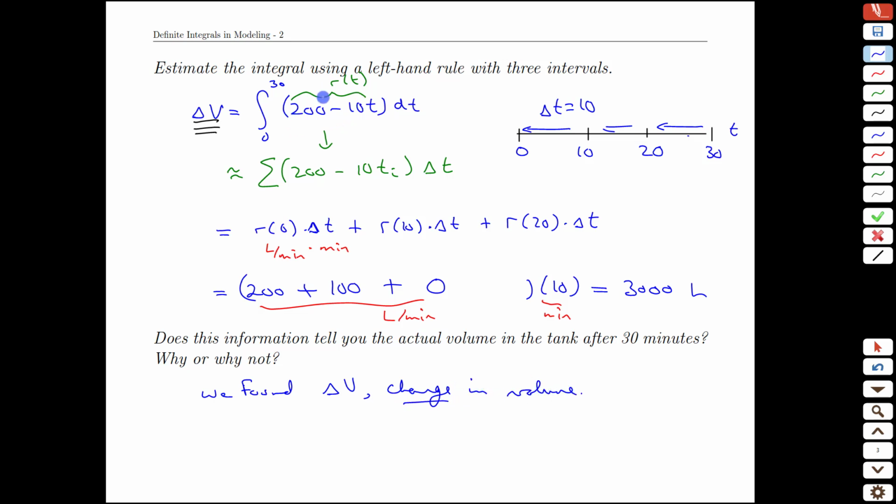And again, that makes sense. If all we are told is how quickly water's coming in, it doesn't tell us where we started. It doesn't tell us how much water was in there to begin with. Then this would be the net change relative to that amount. Let's take a look at a second example.